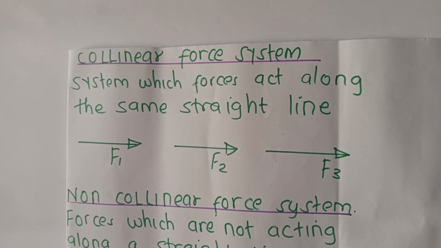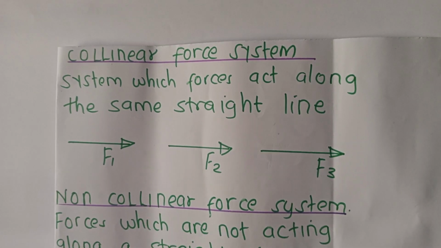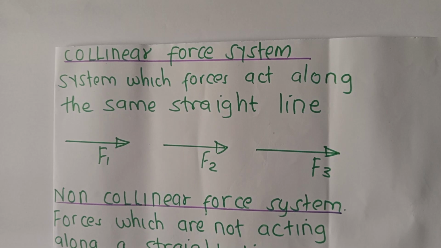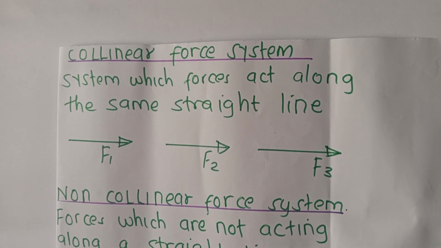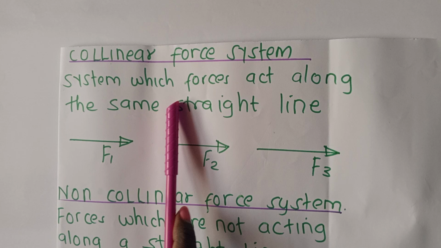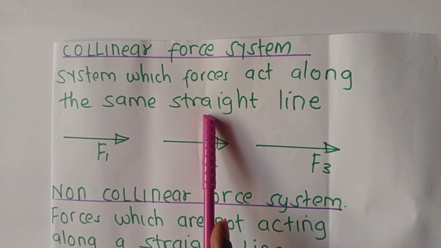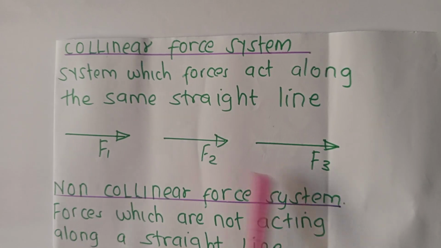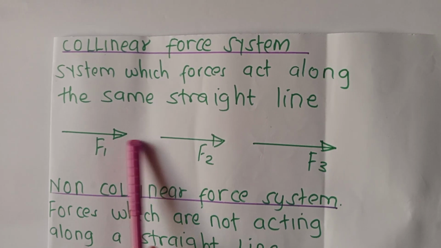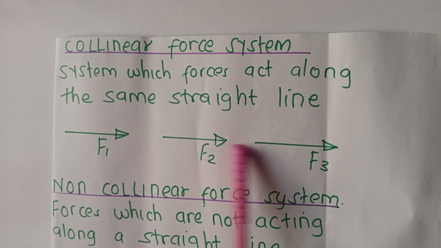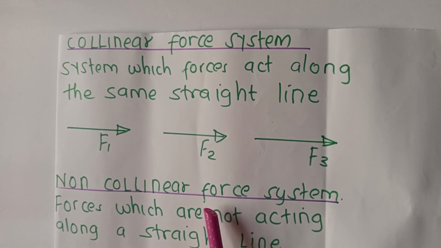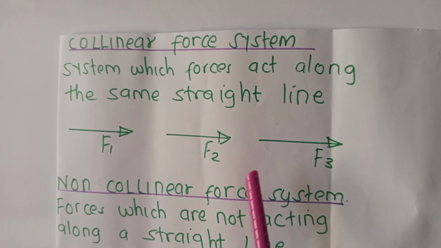Force system number 3 is the collinear force system. Collinear from the word line. In this type of system, forces act along the same straight line. We have force 1, force 2, and force 3. If we extend these forces, you'll find that all of them lie along the same line. We call it a collinear force system.